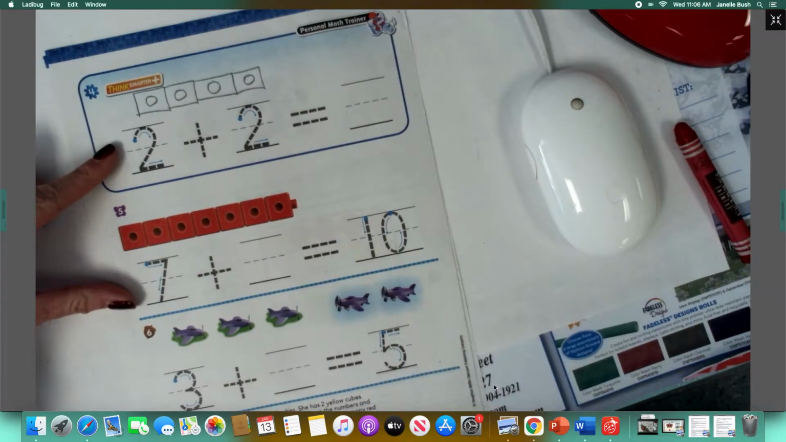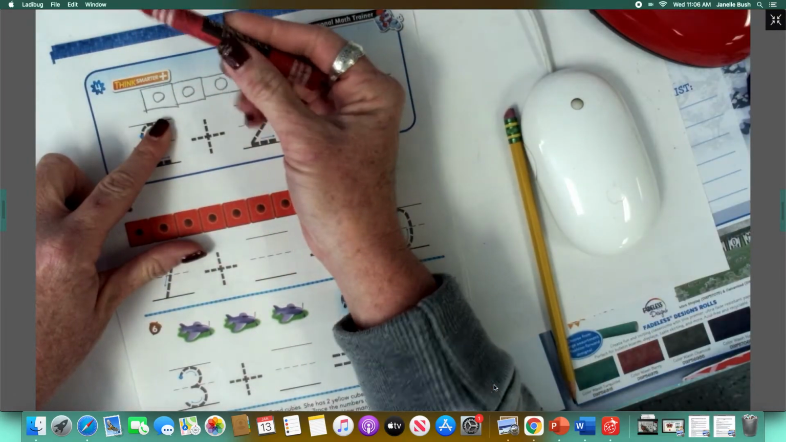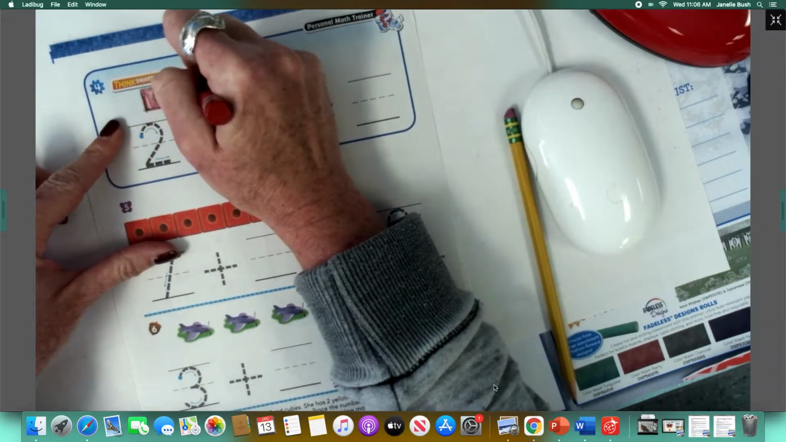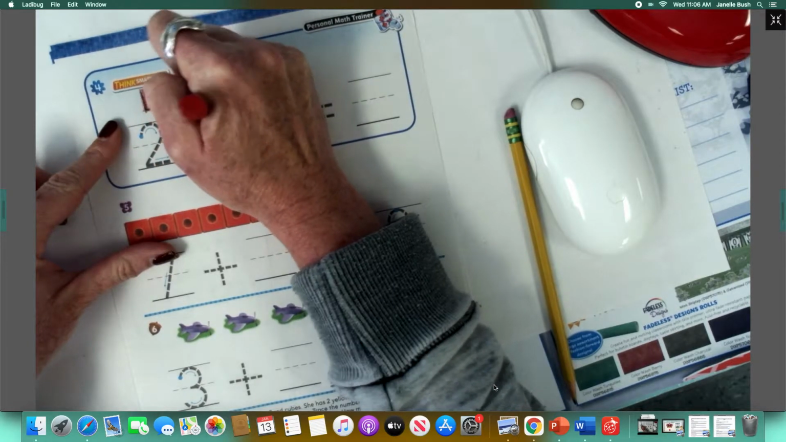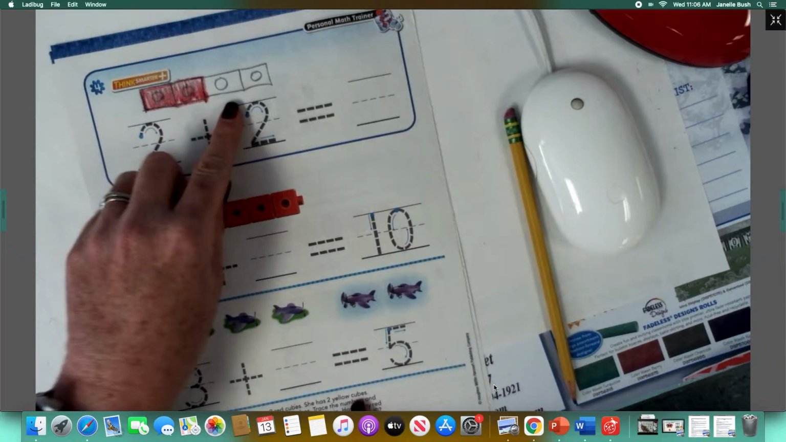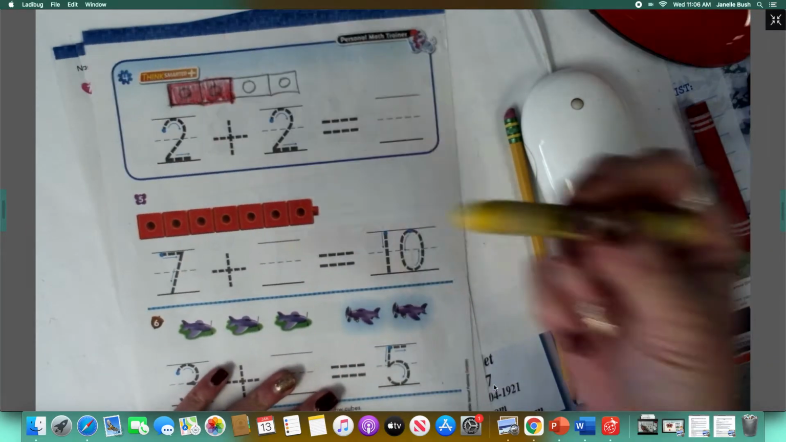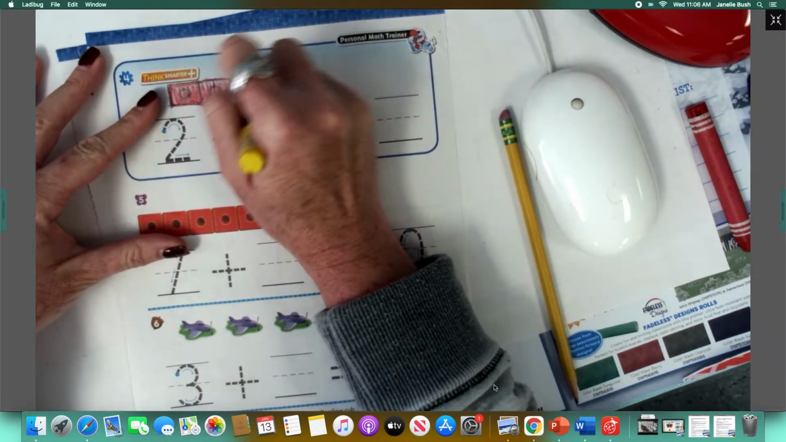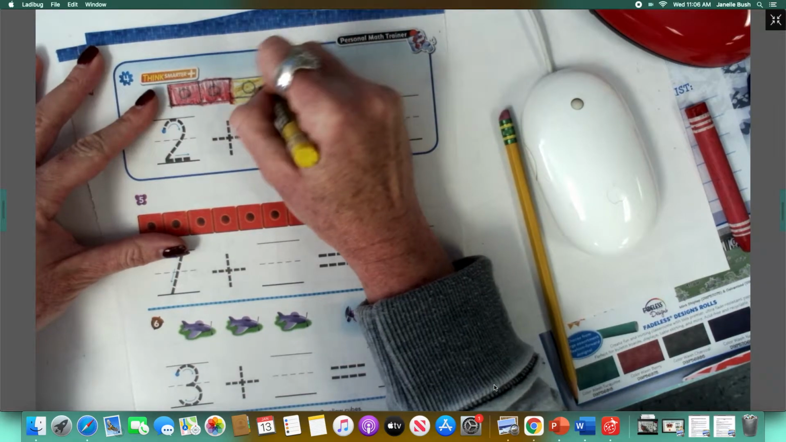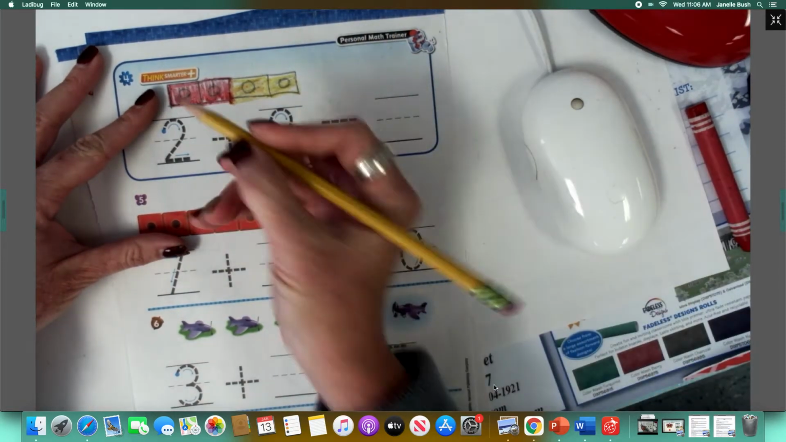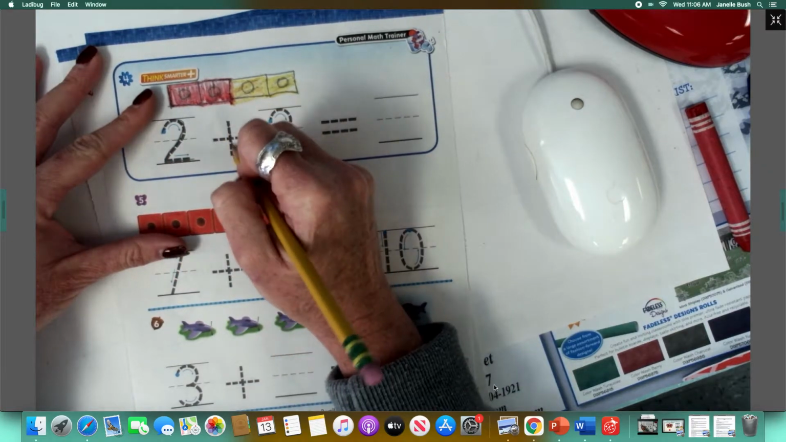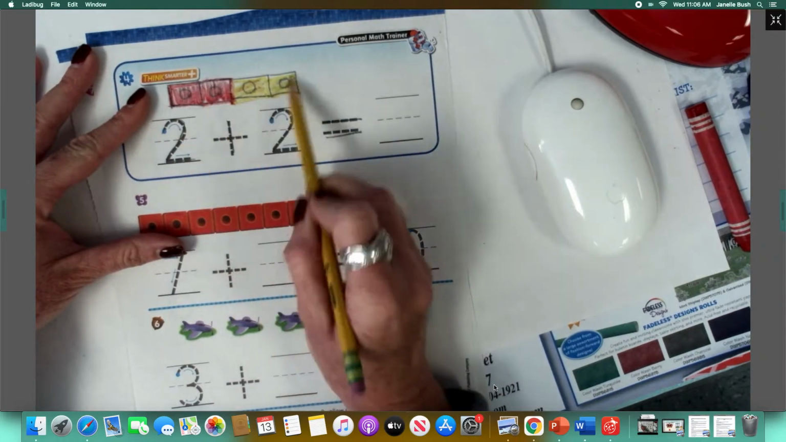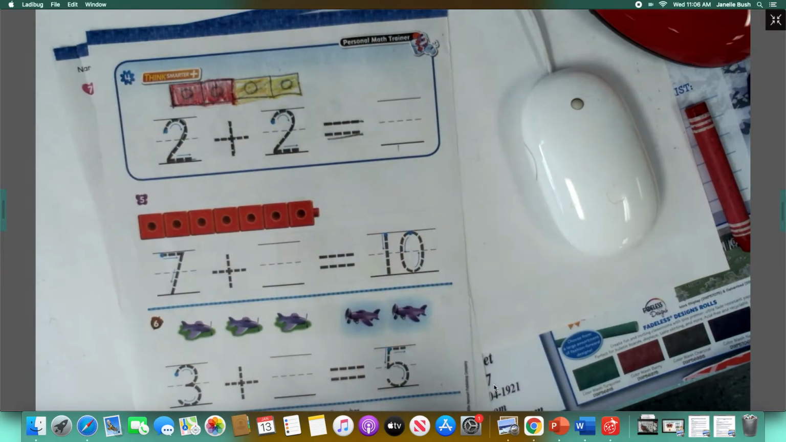All right. So Annabelle has 2 red. You're going to get your red crayon, and you're going to color 2 of them red. 1, 2. Okay. And then it says she has 2 yellow cubes. So you're going to color these 2 cubes right here yellow. You're going to get a yellow crayon out of your crayon bag and color 2 yellow. 1, 2. All right, now let's go back and trace the numbers. So we've got 2 plus, how many yellow? 2 equals, count all the cubes and write your answer in the blank.